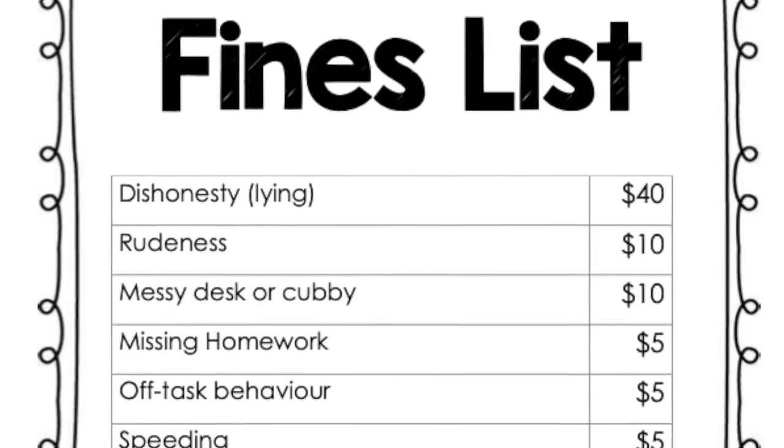The fines list. Let me tell you, in order for the classroom economy system to work in your class, you need to be firm and fair. And we've heard that many times before. But the reason why I say that is because the most egregious fine in my class is dishonesty. If you are caught lying, it is a $40 fine.